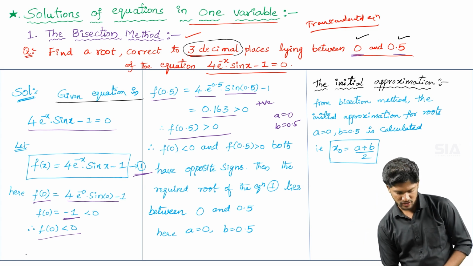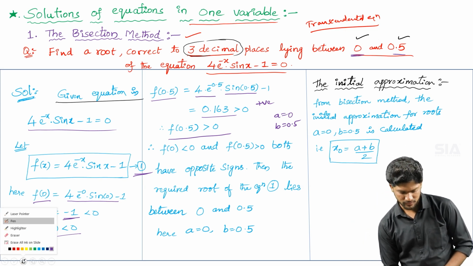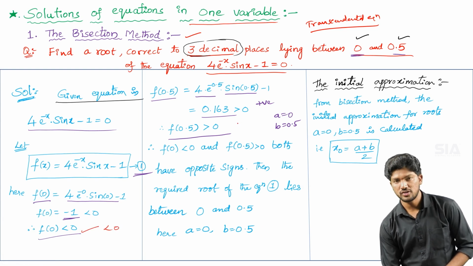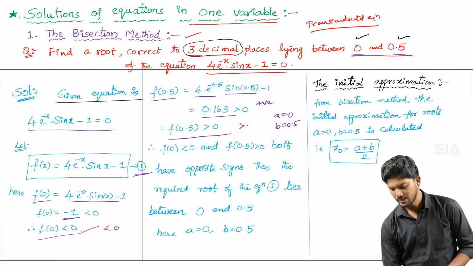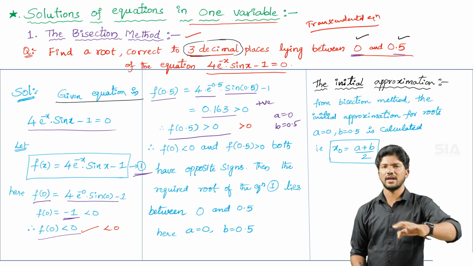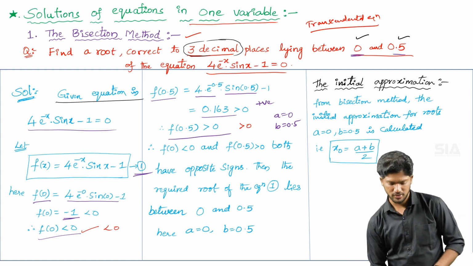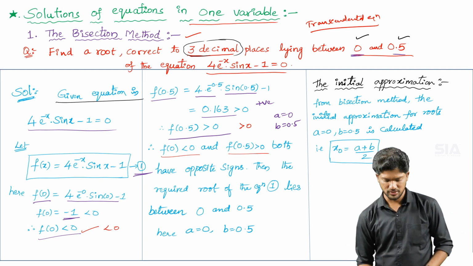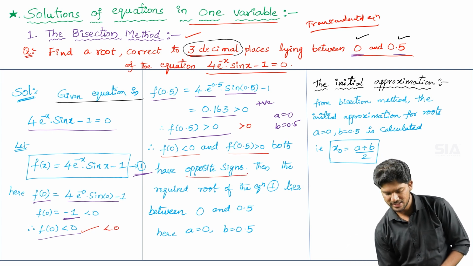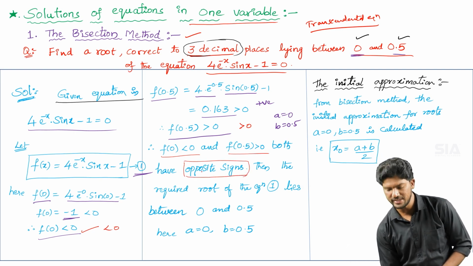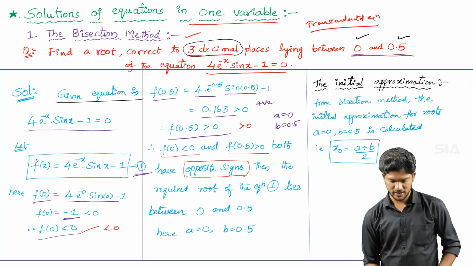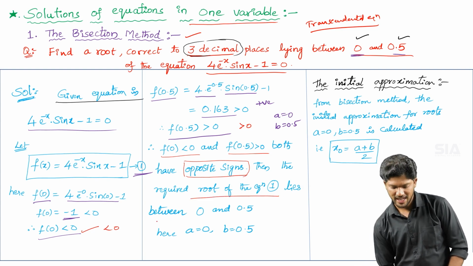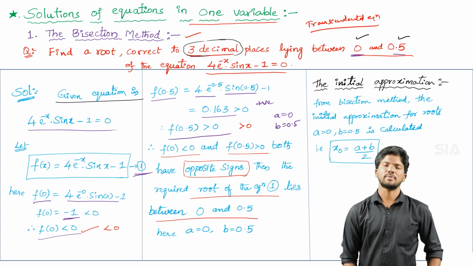Here f of 0 is less than 0, and f of 0.5 is greater than 0. So we get two values with opposite signs, plus and minus. Therefore the required root of equation 1 lies between 0 and 0.5.